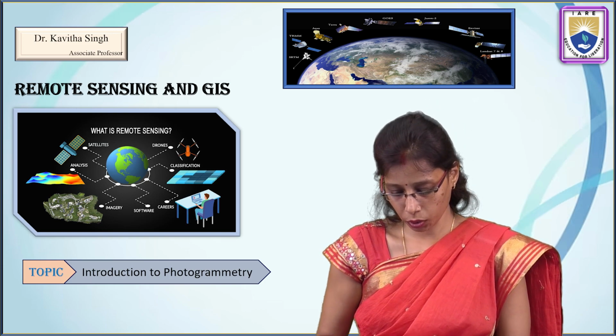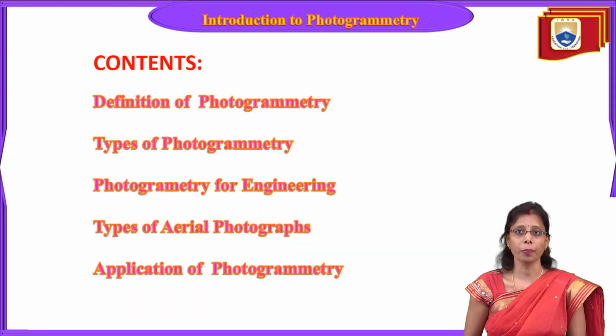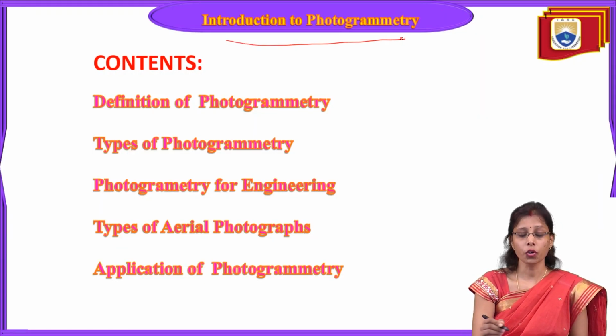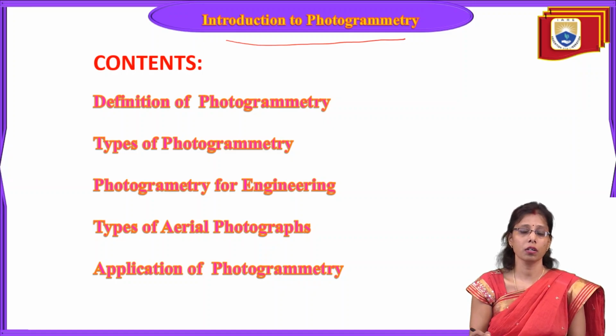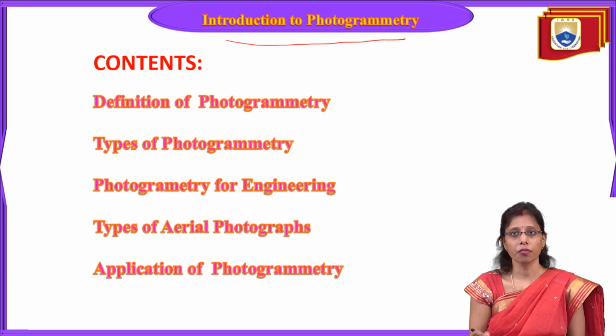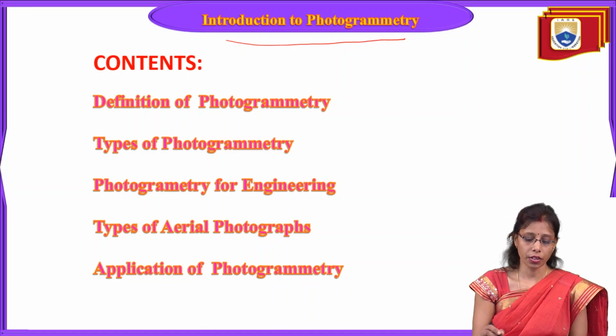Now let us enter the topic called Introduction to Photogrammetry. Photogrammetry is about obtaining information, like aerial photos, through aerial or ground or any kind of survey. We are able to gather the information without touching the object. Photogrammetry is also a kind of remote sensing, in which we get the information without touching the object. So, introduction to photogrammetry, let us move on to the contents.